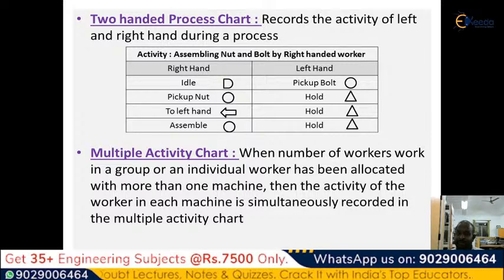So idle, in the sense that it's waiting, so it is going to be a delay. So the right hand is going to be idle, a delay, and you are going to do your work. That is, you are going to pick up the bolt, which has been indicated by a circle for the left hand. Now your left hand has got the bolt.